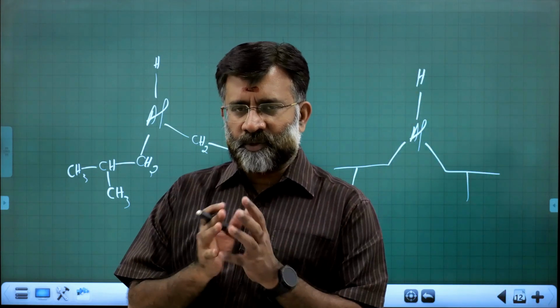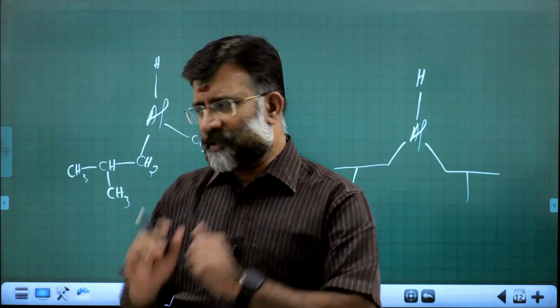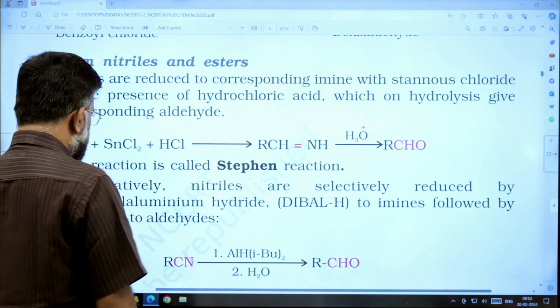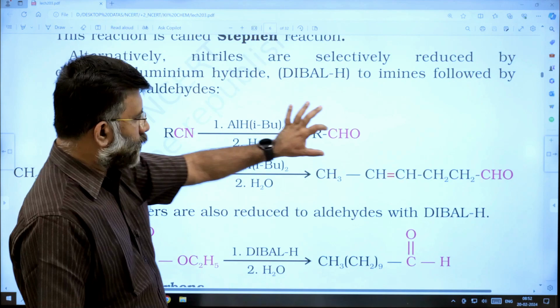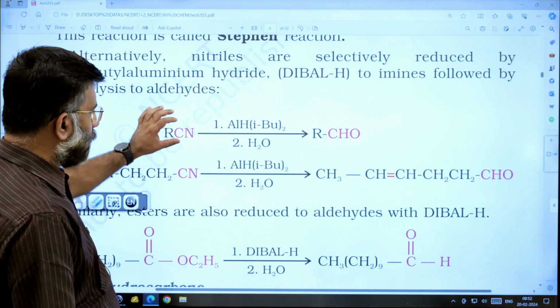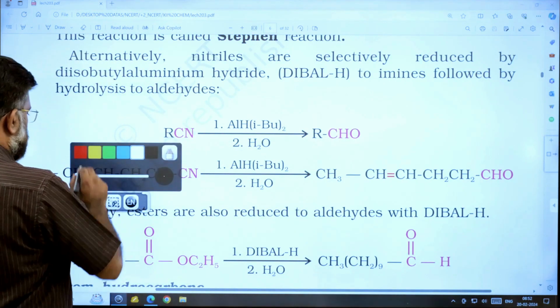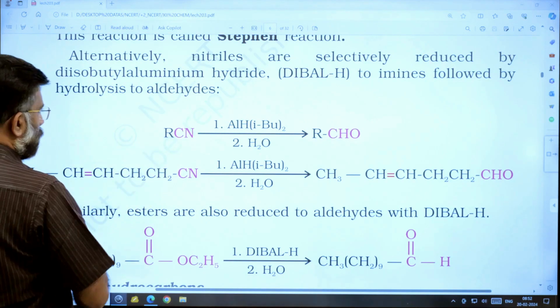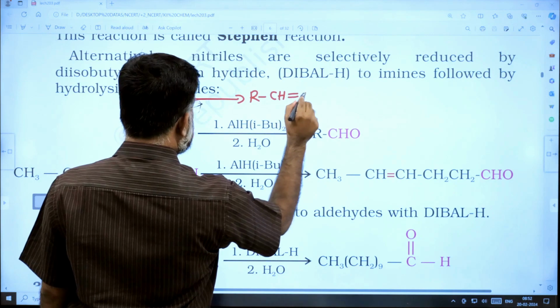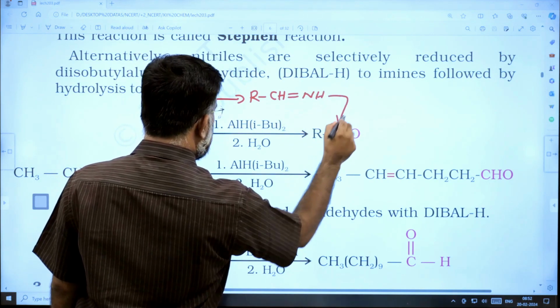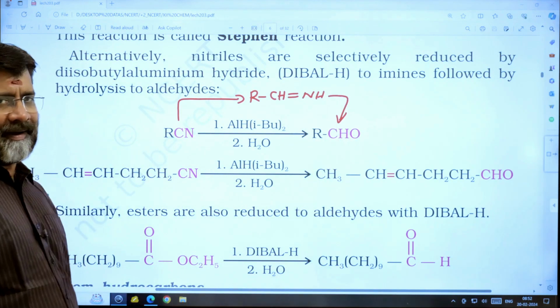DIBAL-H also gives a controlled reduction reaction. Again, nitrile is reduced first, giving RCH=NH, and from there it is converted to aldehyde.